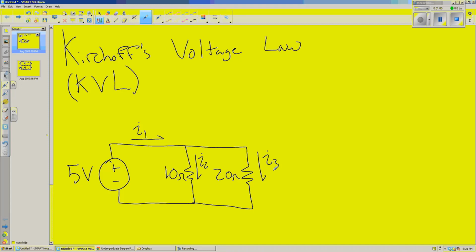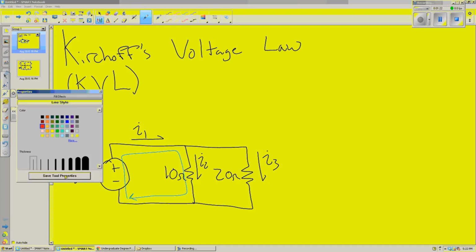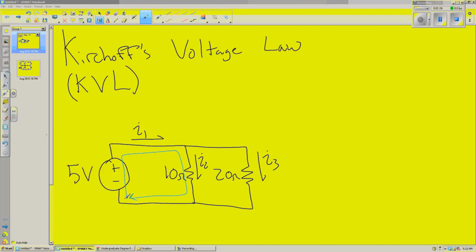To find the voltage along both these paths, which I'll highlight here, we have one path in green this way, and, if I can change the color here, do red. We have one other path through the source to the second branch, back down, and back to the start.